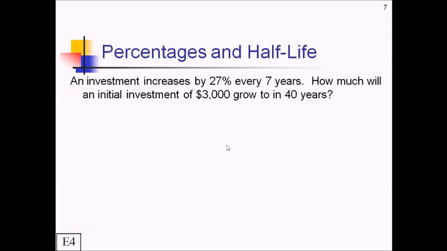All right, we have to do one more problem, just so we can end this lesson on a happy note. We have an investment increasing by 27%, but it's only every 7 years. How much will an initial investment of $3,000 grow to in 40 years? Pause the video and give this one a shot. All right, now most investment interest problems don't really involve half-life, but this one does because of this every 7 years part. So we can use our half-life formula for this.